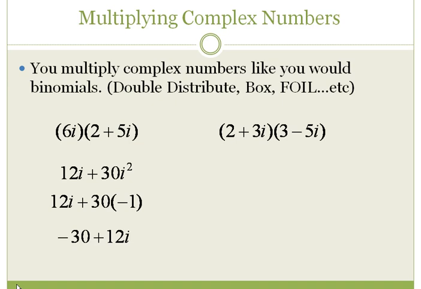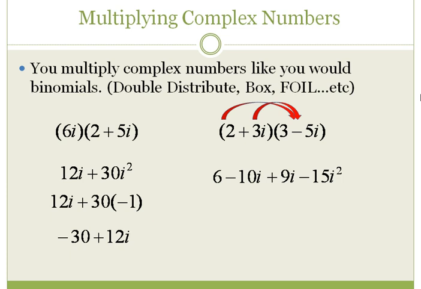All right, so now for that. This is just like we were doing double distribution, foil, using the box, whatever, when we had x's in there. Do the same thing. We're going to take that 2 and distribute it to both parts on the left. So 2 times 3 is 6, and 2 times negative 5i is negative 10i. Okay. Same thing with this 3i. Distribute it to both terms over here. You get your 9i and your negative 15i squared.